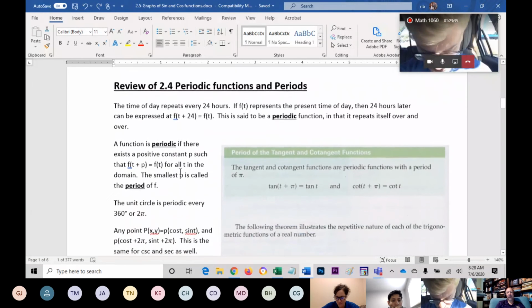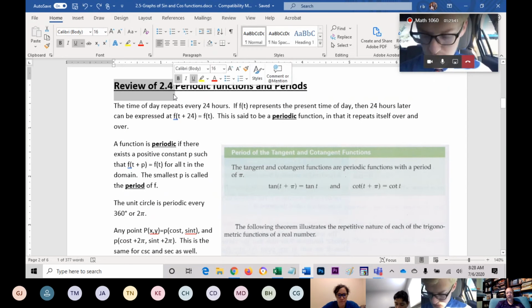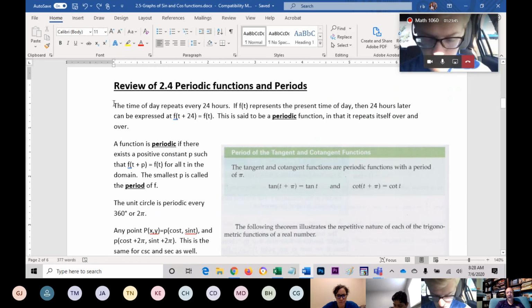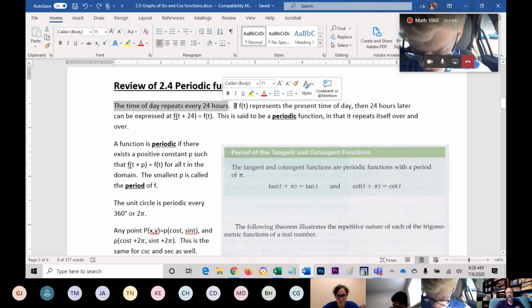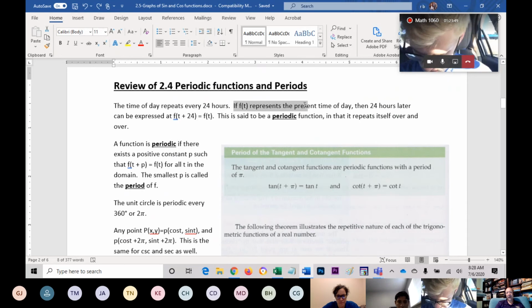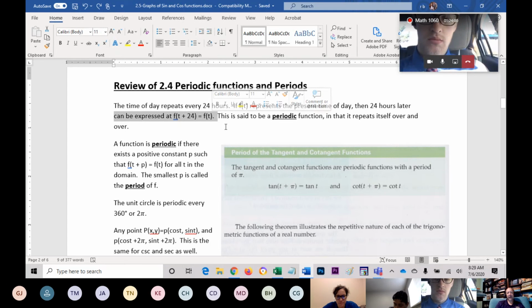All right. So last time we talked a little bit in class about periodic functions and periods. This is a review of 2.4 that we talked about last time. Remember, every day repeats every 24 hours. If f of t represents the present time of the day, then 24 hours later, it can be expressed as f of t plus 24, which is the same as f of t.